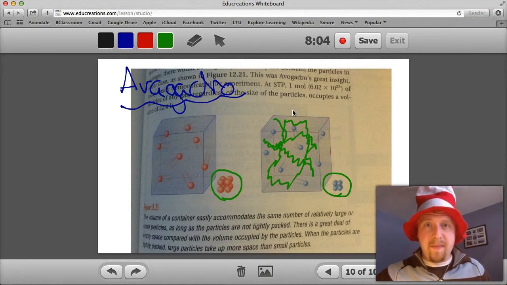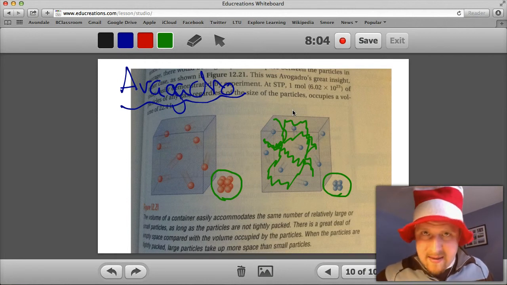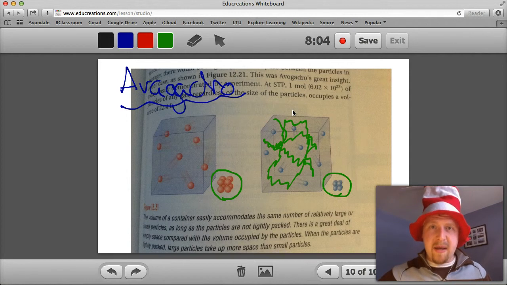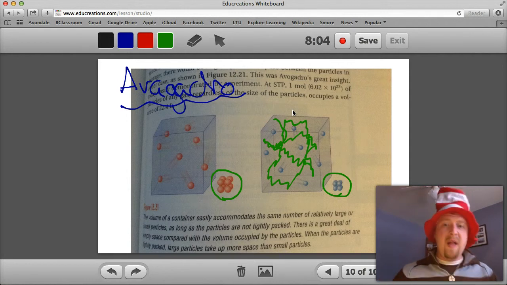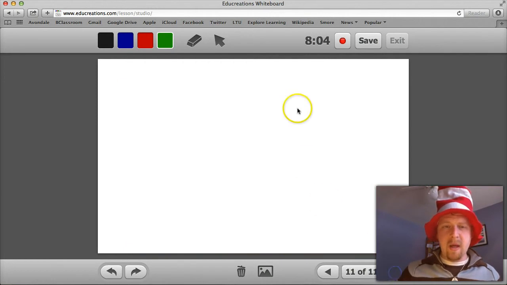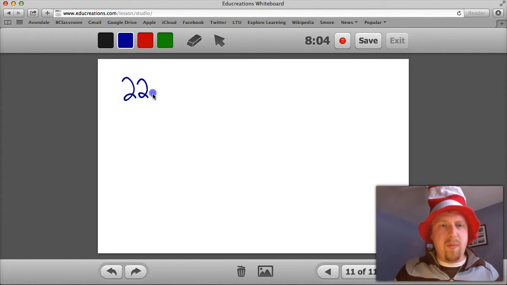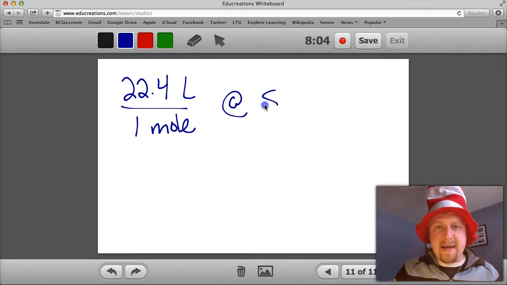And this doesn't seem like that big of an idea. Okay, so what? But what it meant for Avogadro, and what it means for us, is that we can measure a space, a volume, and the gas in it, and it doesn't matter how big the gas particles are, these laws work for us. This is Avogadro's hypothesis. So you know that whole idea of STP and 22.4 liters per mole? That's where this comes from. So part of this unit is revisiting the 22.4 liters per 1 mole of gas at STP.